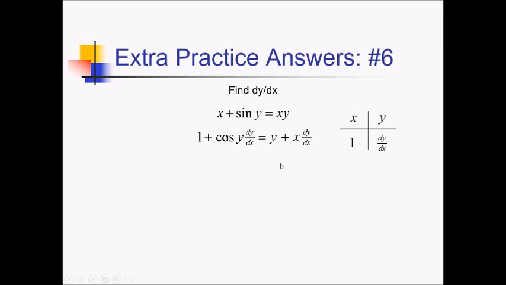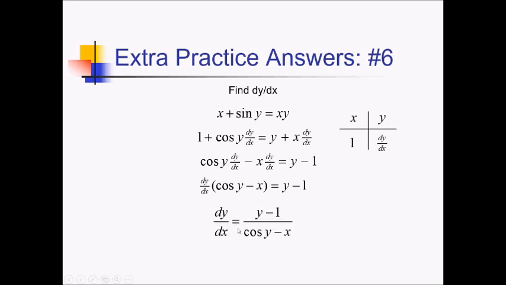Let me get the dy over dx's on one side, everything else on the other now. So this cosine of y dy over dx, that can stay on the left. And I'm going to subtract this x dy over dx to get it over there. This is going to equal, on the right side, we have the y that was already there, minus this 1 that I'm moving over. Back on the left, I can factor out a dy over dx, leaving me with cosine of y minus x. And that can now get divided, so I have y minus 1 over cosine of y minus x, which gives me my final derivative.